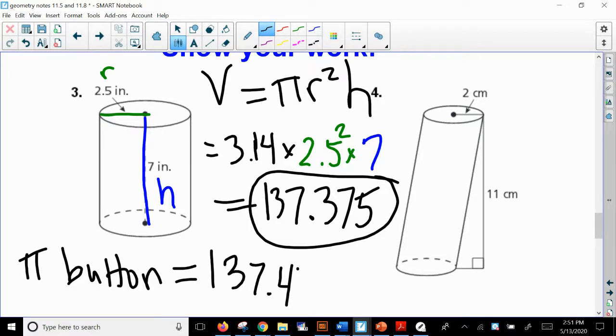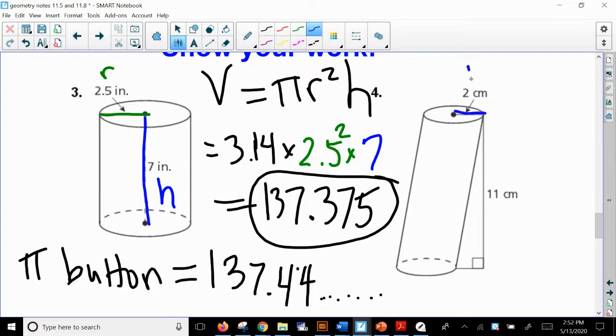It's actually ongoing. I would just leave that as 137.44. Both answers are correct. I will know which one you did. Okay? So don't be alarmed. I don't care if you use your pi button or if you just do 3.14. But I'm saying, if you get something goofy like 136, that is just wrong. Okay? All right. That's example.